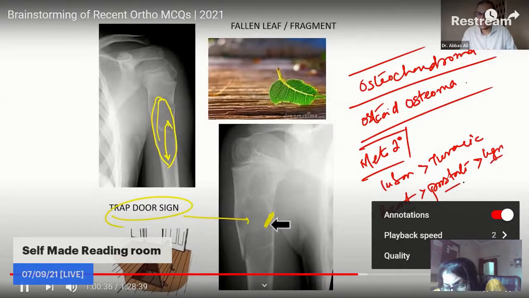So if I ask you what is the most common source of metastasis, you should say breast. If I say males, you should say prostate. If I don't mention the gender, what will you answer? Don't say lungs. You will still say breast. Okay, everybody? Right, excellent.